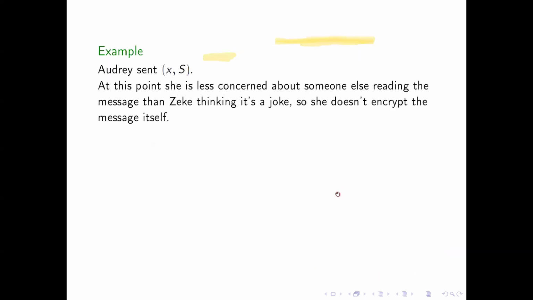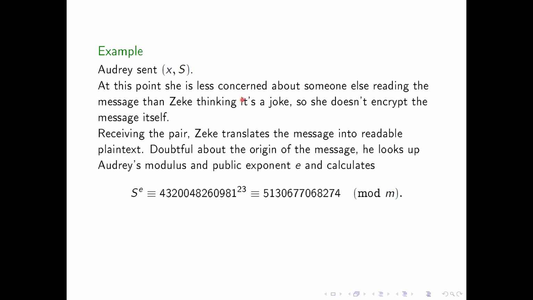All right. So Zeke is going to get those things from her. At this point in time, if Audrey's sending this, obviously she never encrypted X. And the reason I'm doing that is, let's suppose she doesn't really care if anyone reads her message. She's open about her feelings for Zeke. She's less concerned about someone misreading it than about him knowing it's her. So Zeke can translate this message into readable text pretty easily.